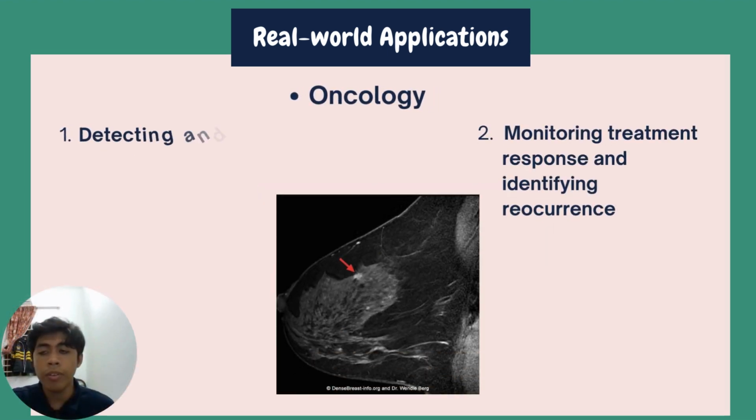Last of all, the field of oncology. MRI has become a mainstay in cancer diagnosis and management, offering valuable tools for early detection, characterization, and treatment monitoring. How?